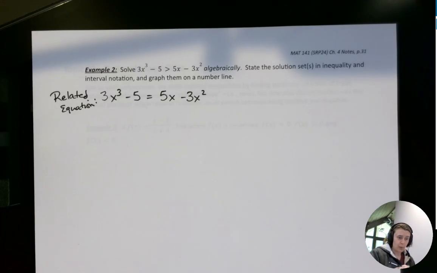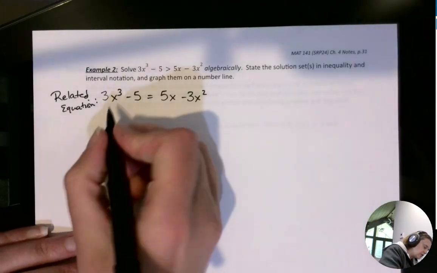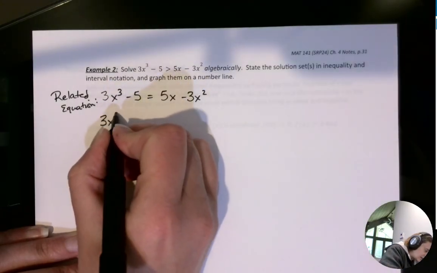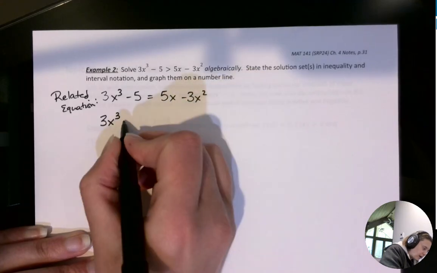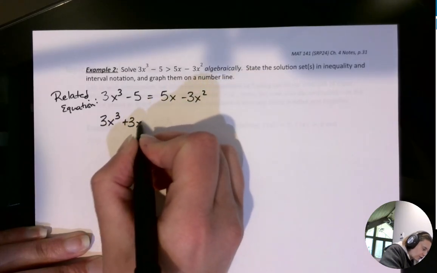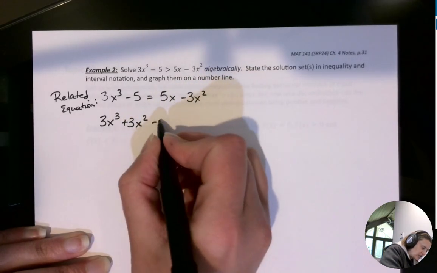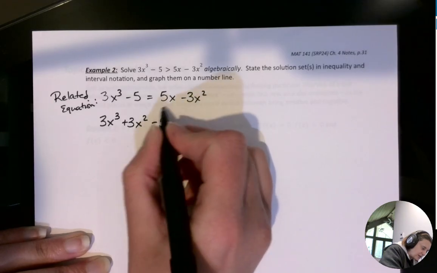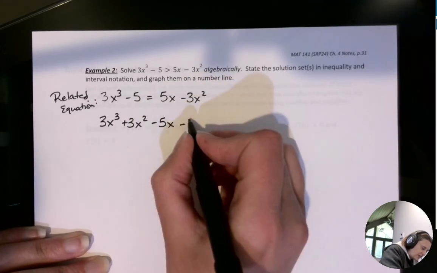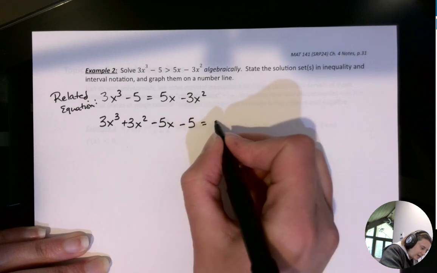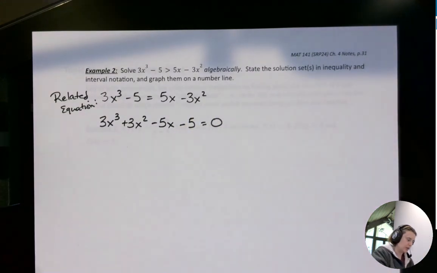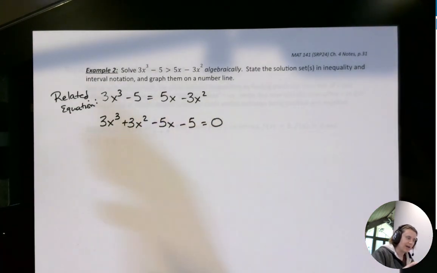Because this is a polynomial, we better get it all equal to 0. So we'll have 3x cubed. We're going to add the 3x squared over to the left-hand side. We're going to subtract the 5x over to the left-hand side. And this negative 5 is already on the left-hand side, so it's now going to be equal to 0. Move those two terms over. Everything's on the left-hand side is equal to 0.